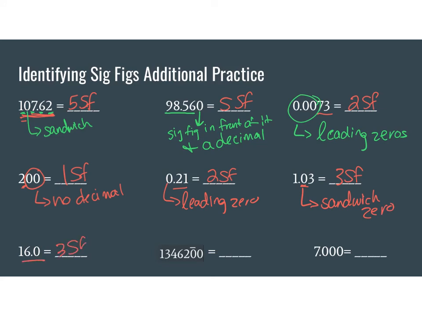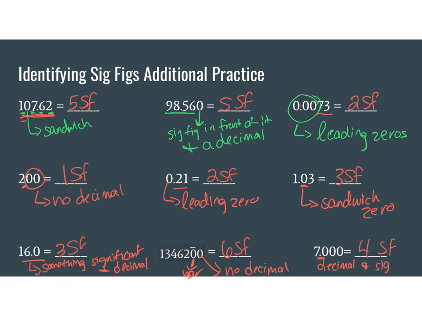Here we have 3 sig figs because we have something significant and a decimal in front of it. Here we have 1, 2, 3, 4, 5, 6 sig figs. The bar makes that guy significant, but this guy is not because it has no decimal. And last but not least, we have 4 sig figs here because we have a decimal and sig fig in front.